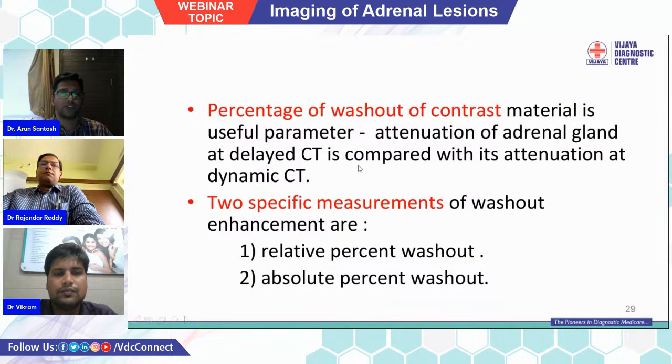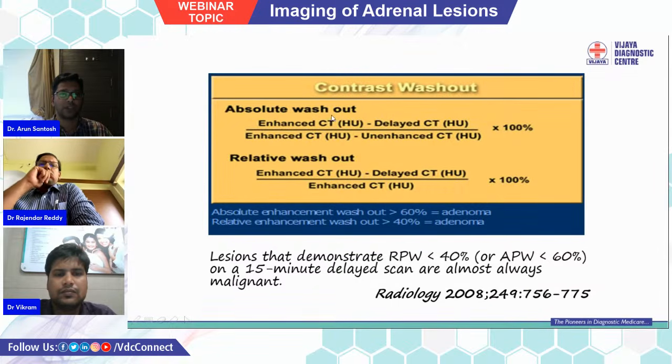So here we use two parameters, that is called percentage of washout. So this is a useful parameter, and the attenuation of the adrenal gland at delayed CT is compared with its attenuation on the dynamic CT in the post contrast. So two specific measurements of washout are used in indeterminate lesions, that is relative percent washout and absolute percent washout. The absolute washout is calculated by using the enhanced CT HU value minus delayed CT HU divided by enhanced CT HU value minus unenhanced CT HU, times 100. And relative washout is calculated as enhanced CT HU value minus delayed CT HU value, divided by enhanced CT HU, times 100.